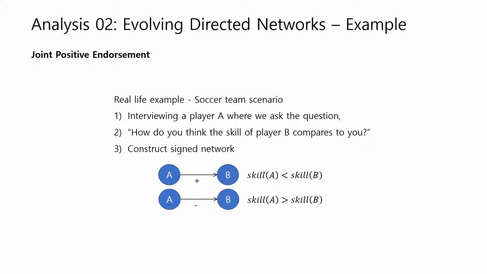First, they introduced a real-life example to explain status theory. Suppose we were to interview the players on a college soccer team. Now we can construct a directed graph based on the answers. If A thinks skills of B are better than those of herself, the edge generated by A will have positive sign.